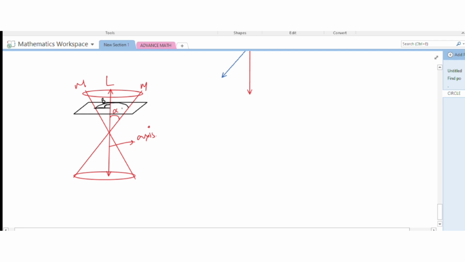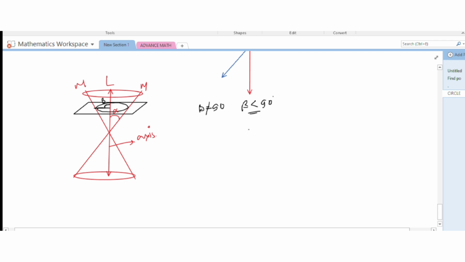Now if it is bent, so the angle beta is not equal to 90 degrees, that is, it is less than 90, it will generate an ellipse. If the angle alpha is equal to the angle beta, then it will generate a parabola. And if the angle beta is less than alpha, that means alpha is greater than beta, then it will generate a hyperbola. So there are 4 cases.